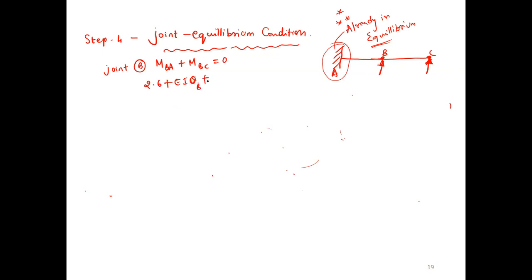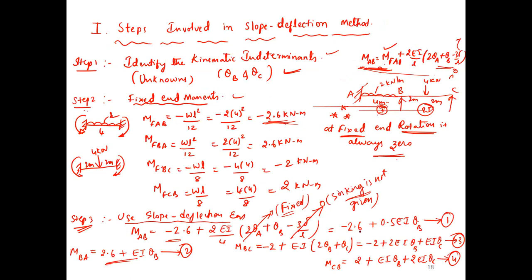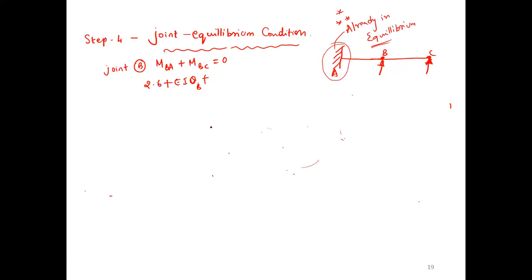What is MBC? -2 plus ... equals 0. First write EI theta B. It will become 3 EI theta B plus EI theta C, which is equal to how much? 2.6 minus 2, minus 0.6. We take this as equation number 1 or A.